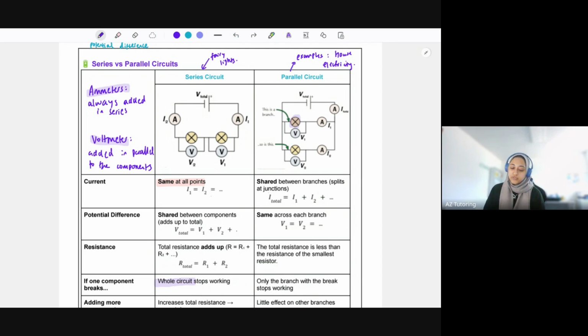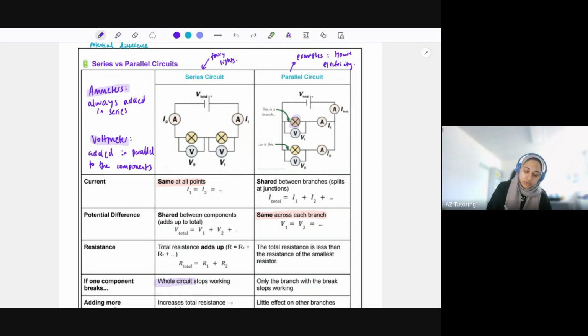Okay, going over to the parallel circuit, it's not the current that's the same now. It's the voltage that's the same across each branch. So the voltage is essentially getting shared. You can see we've done V1 equals V2 equals V3 and so on. So if this was 30 volts, this here would also be 30 volts reading as well. So it's the same across each branch. Okay, so just remember it's opposite.